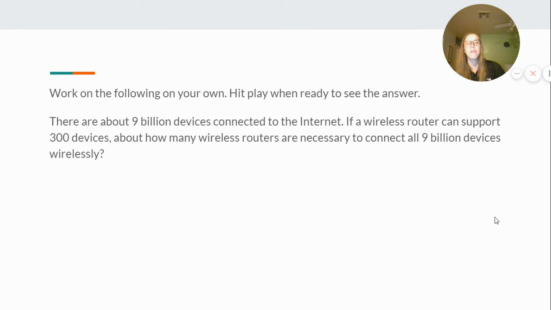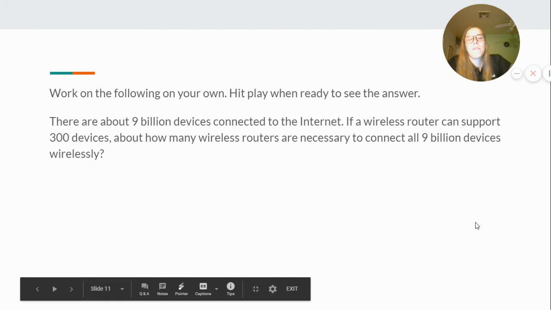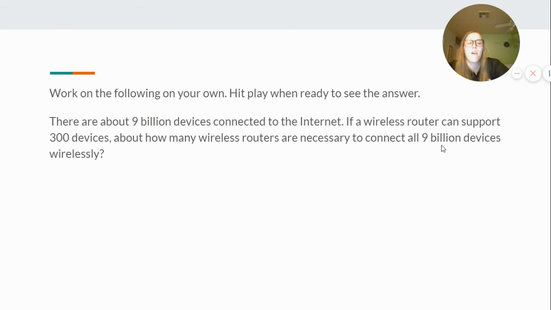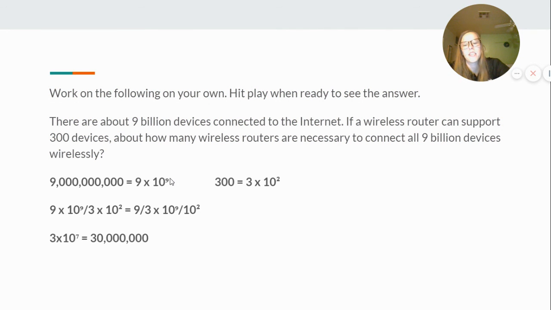So there are about 9 billion devices connected to the internet. If a wireless router can support 300, about how many wireless routers are necessary to connect all 9 billion devices wirelessly? So we're first going to break it down with a single-digit integer and the power of 10. So we have 9 times 10 to the 9th, 3 times 10 to the second for 300.